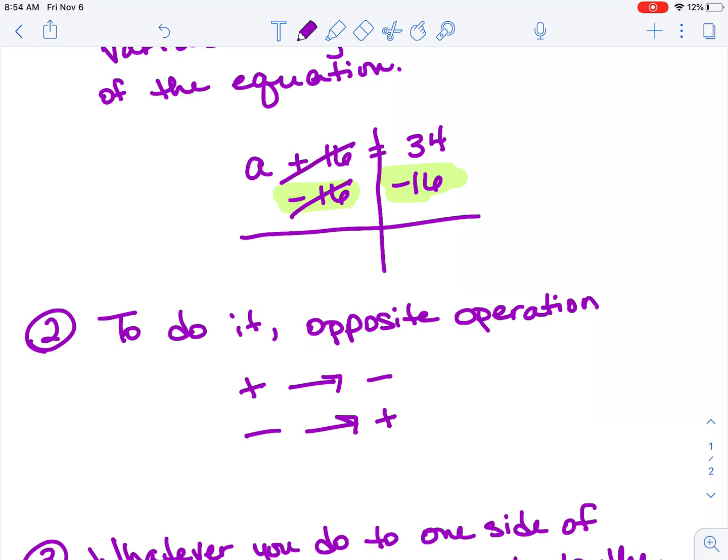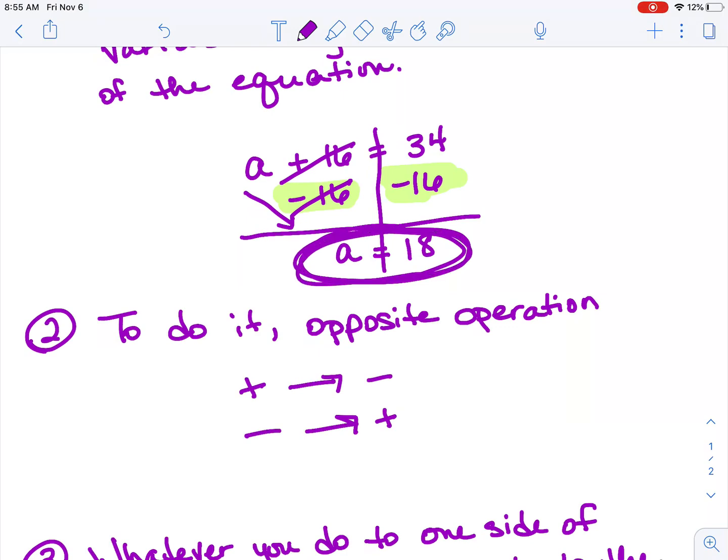It's like if you had $16 and then you went out and spent $16, you would have no money. So there's no numbers left. So all that's left is that variable a. And then on the right side, I do the math. 34 minus 16 is 18. So this would be my answer.